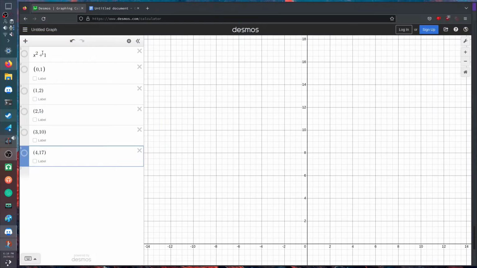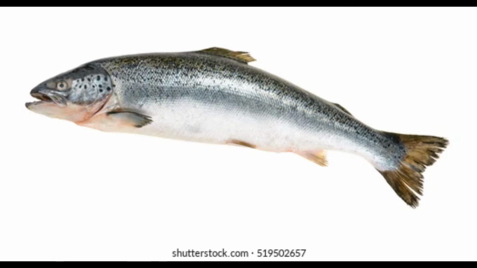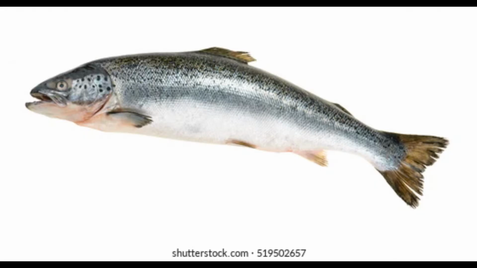For example, the function f of x equals x to the power of 2 plus 1 can be thought of as a set of ordered pairs (0, 1), (1, 2), (2, 5), (3, 10), (4, 17), and so on. Or we can think of it as a rule that produces a set of ordered pairs. For any x, the function f of x produces the ordered pair (x, x squared plus 1). Remember, a function is not always a single specific value. It can be a set of values, or a rule that produces a set of values.